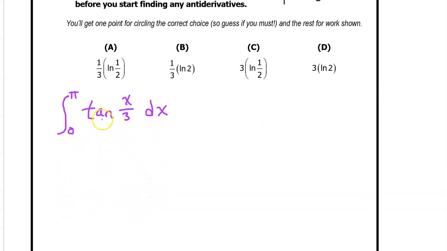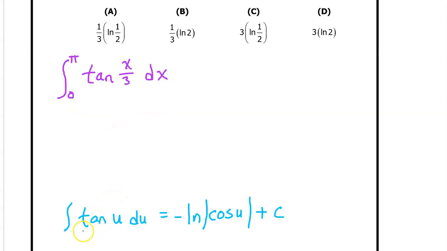Let's start with the memorized rule. Actually, I hope that you memorized this rule. If you haven't, pause and memorize it right now. It helps me remember that tangent is sine over cosine. And that's why we have a cosine in this integral, because of the cosine in the denominator.